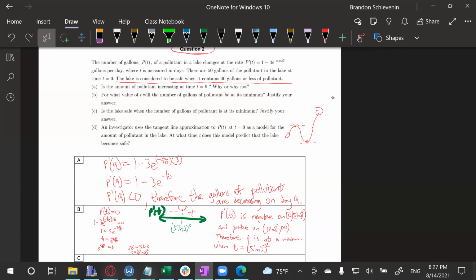Okay, we're pretty close. So I'm going to plug in the T value that we just got into our P. And if it ends up being 40 or less, then we can say that the lake is safe. Okay, so in order to do that, I do need to get an equation for P. And that means we will need to integrate our P prime T in order to get our equation for P.